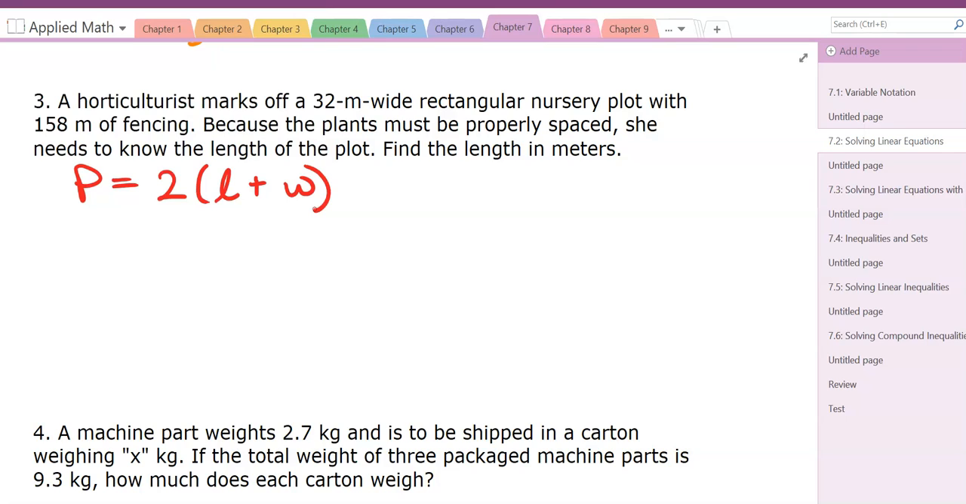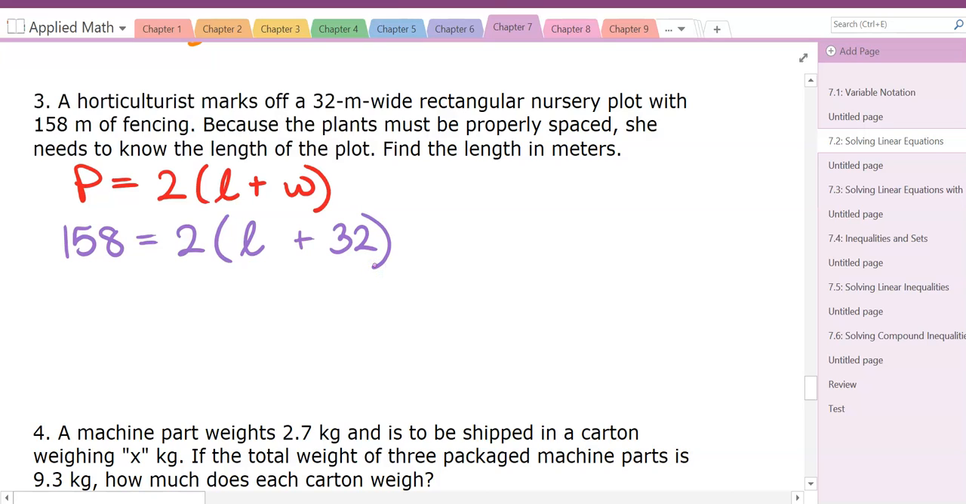That's how much she used to go around this rectangular space. So we're going to put 158 in for the P. Now, we're trying to figure out the length, so we don't know what L is. So I'm going to leave L as the letter. 32 is talking about how wide it is, so that's your W. So we're going to do plus 32. So using what we just did, we can use our distributive property here. We can take 2 times the length, 2 times that 32. So now it says 158 equals 2L plus 64.